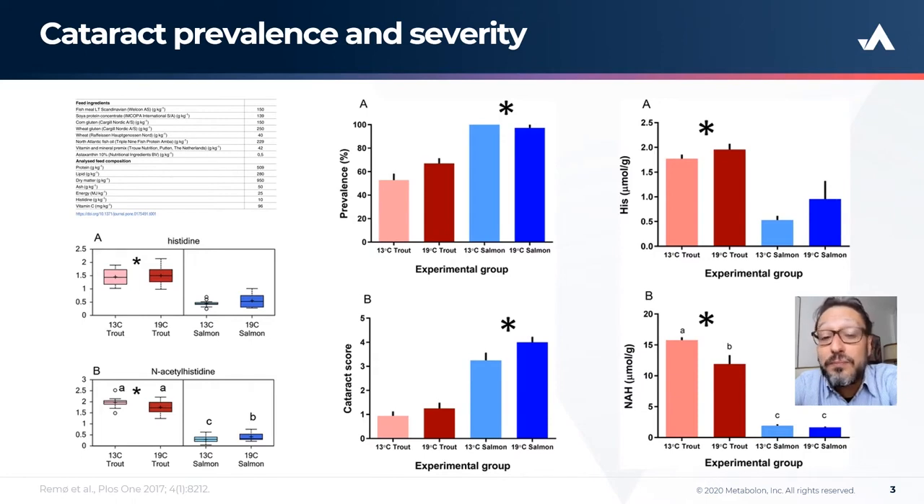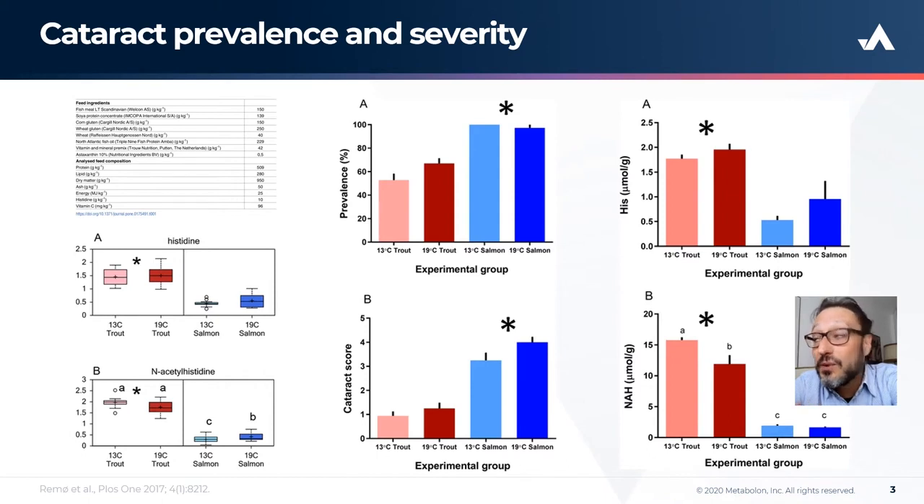So the lens metabolic profiles likely indicate differences in lens metabolism that may explain, or are the consequence of, the higher susceptibility for cataracts in Atlantic salmon. If you look at the graphs to the left and right of the slide, one of the major differences between the species was seen in the histidine metabolism. In fact, quantification of histidine and N-acetylhistidine, as you can see on the right, confirmed a higher concentration of both of these in rainbow trout lenses compared to Atlantic salmon lenses.